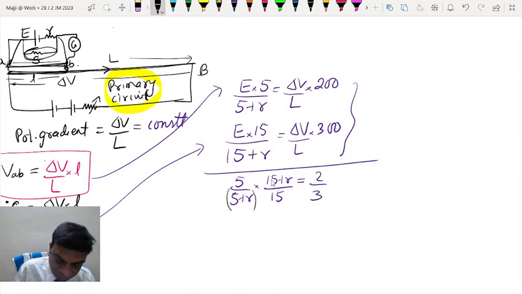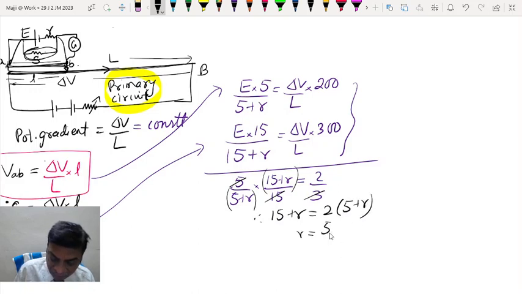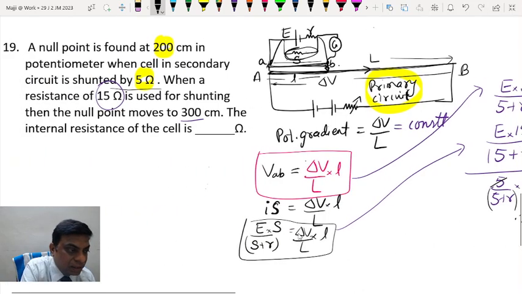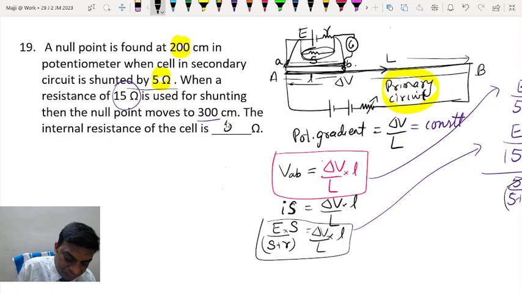So 3 5s of 15 gets cancelled here. So we are left with 15 plus R is equal to twice into 5 plus R. So R is equal to 5 ohm. Upon simplification, it will yield this result. So answer is 5 ohm. I hope that is clear.